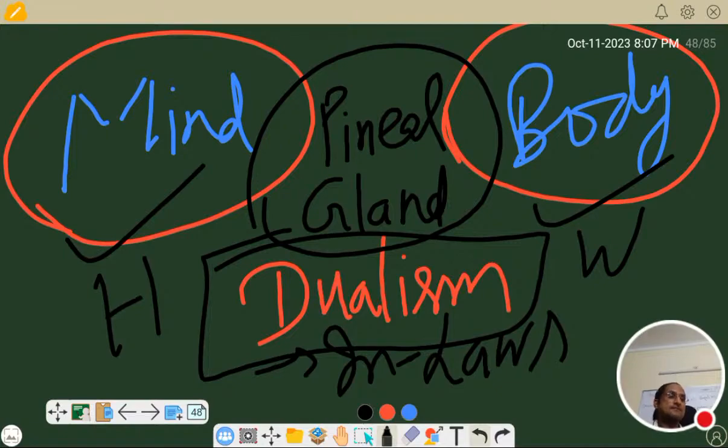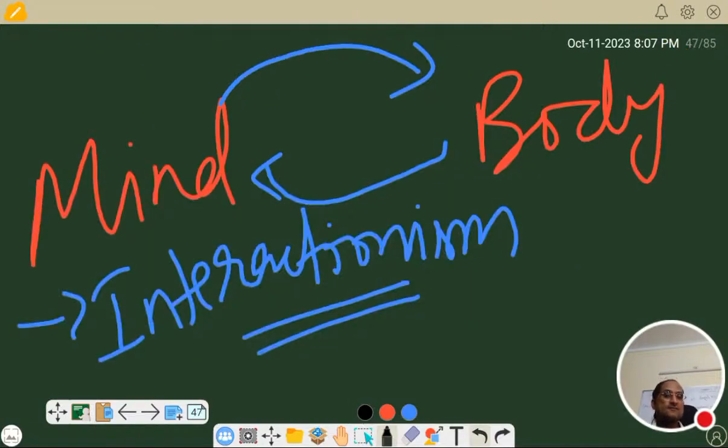Pineal gland approach. And what we saw earlier, mind and body interacting with each other. Whatever mind thinks, body does. Whatever body does affects the mind. Interactionism. Happy relationship approach, husband and wife interacting with each other, communicating with each other, shaping each other's behavior also. Girlfriend, boyfriend, same story. No role of friends suggesting what you should do, what you should not do.